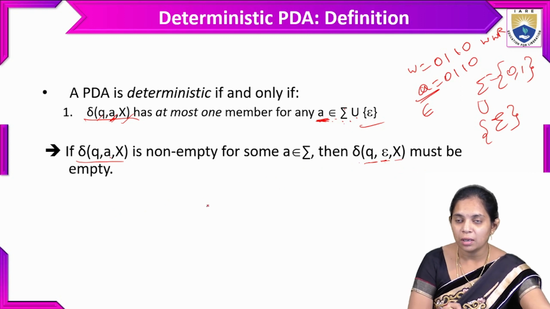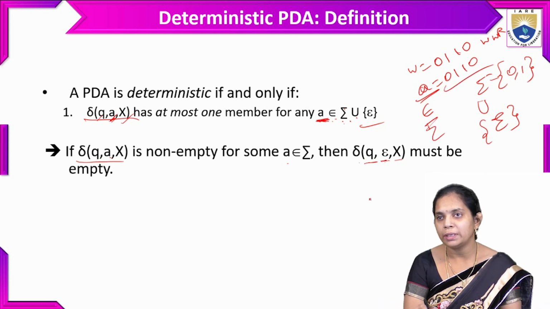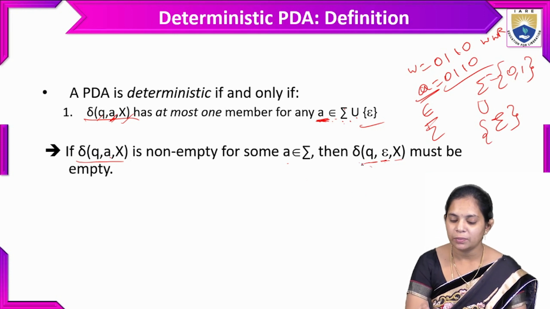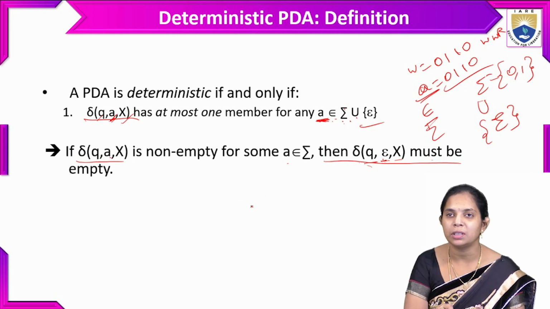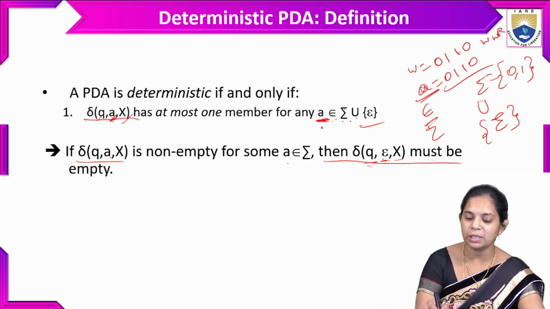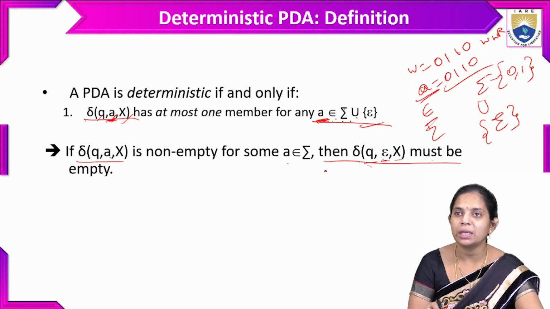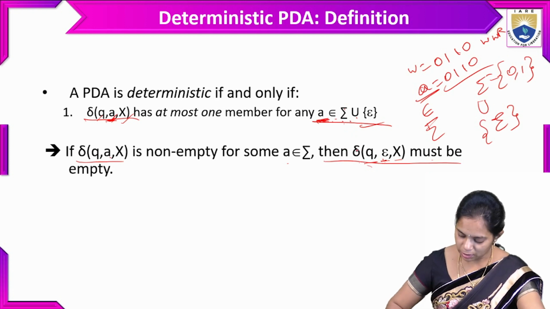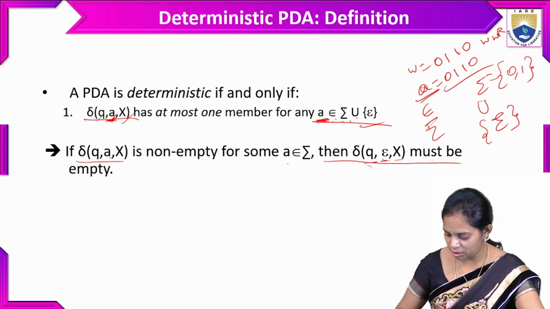Here, the non-empty set is for, suppose, A belongs to sigma, so there is no empty state. Only string values are there, and then the epsilon transition must be empty. So this is how we define the deterministic pushdown automata. A, the input symbol, belongs to sigma union the empty symbol also. So this is the deterministic pushdown automata definition.